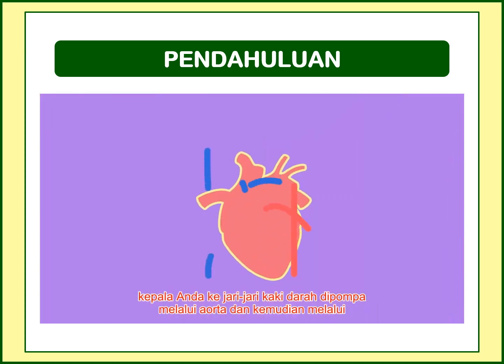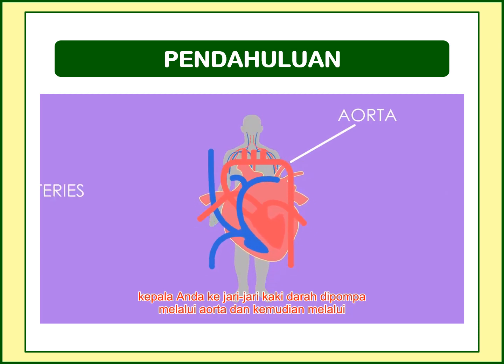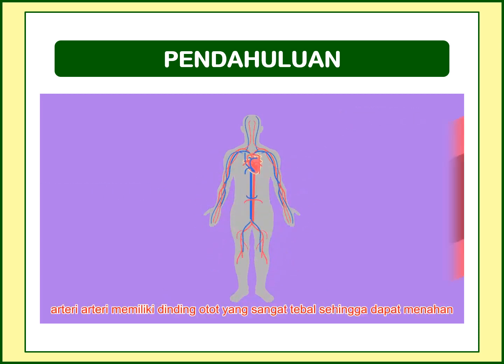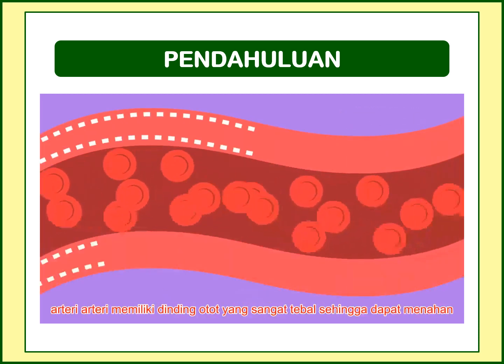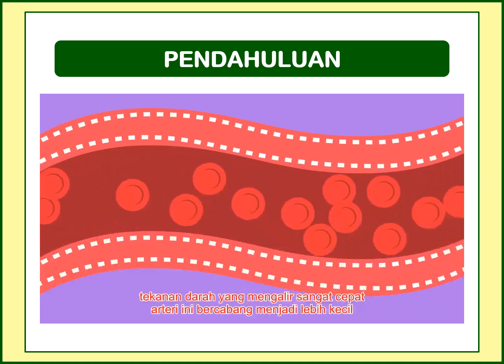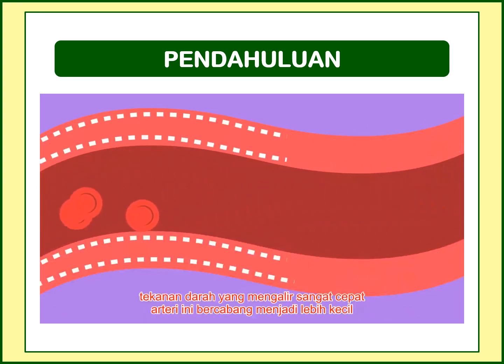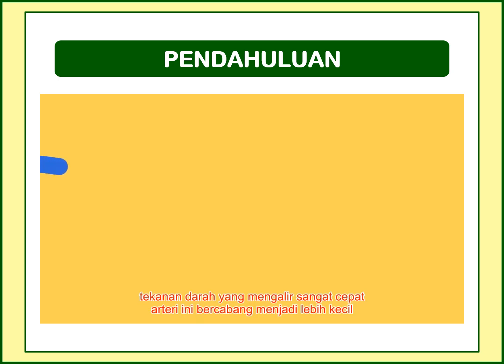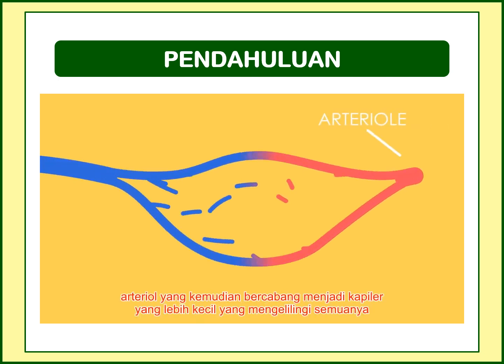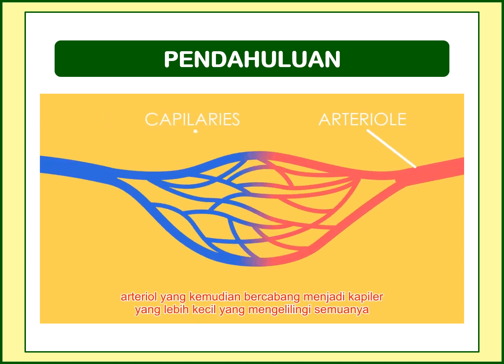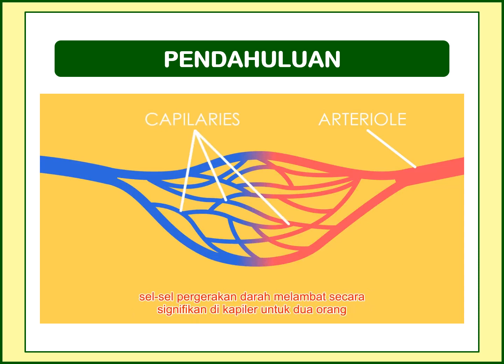Blood is pumped away through the aorta and then through the arteries. Arteries have very thick muscular walls to withstand the pressure of very fast-flowing blood. These arteries branch into smaller arterioles, which then branch into smaller capillaries that surround all cells.